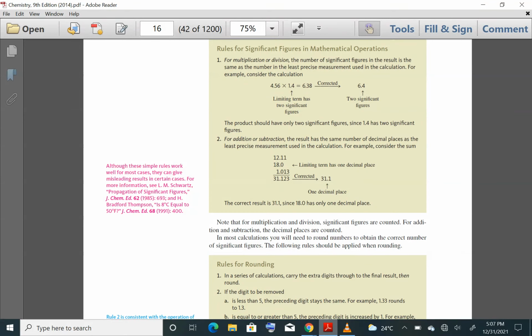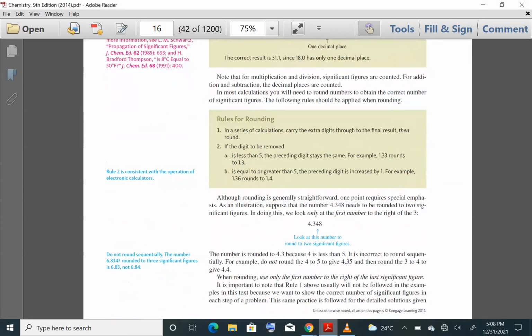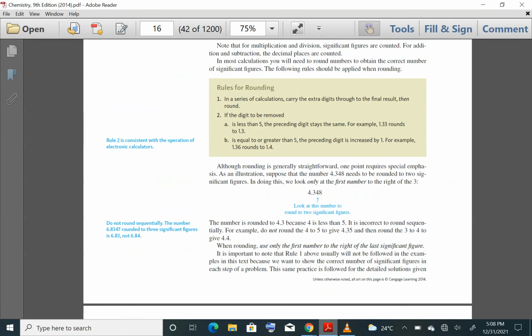So that means the answer we found after adding these, 31.123, we are going to round off to one decimal place. Note the difference: not significant figures here, but decimal places. So please take note of that. Note that for multiplication and division, significant figures are counted, whereas for addition and subtraction, the decimal places are counted. Okay, now let's talk about the concept of rounding off.